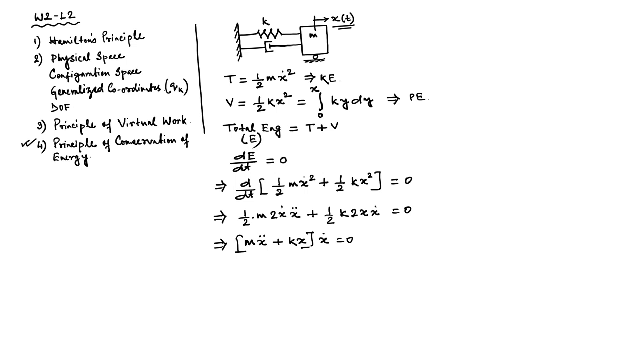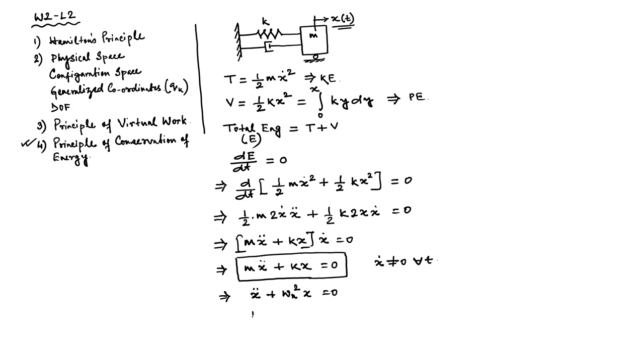Now, obviously, if this condition is satisfied, the right hand side is 0, then we have m x double dot plus k x is equal to 0, because x dot is not equal to 0 for all t. Then what we get? We get again the equation of motion. This is the same equation of motion we derived using D'Alembert's principle, right. And from this equation, what we get again? x double dot plus omega n square times x is equal to 0. So, omega n square is equal to k by m.